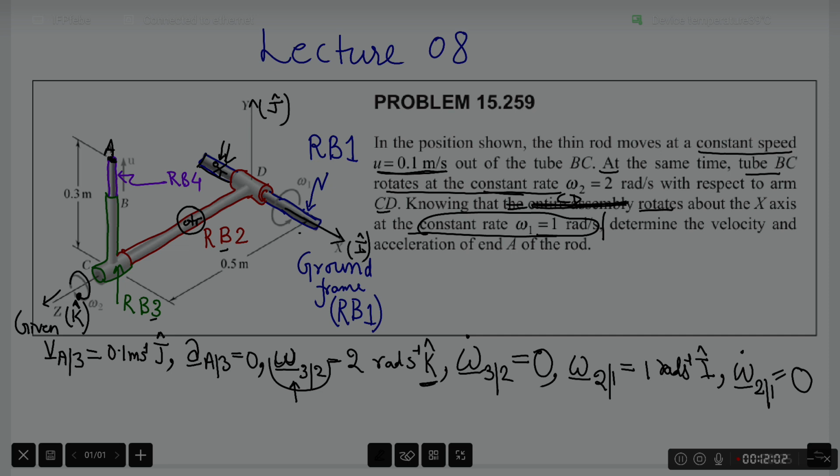So we have a set of 6 expressions that I have written at the bottom of the slide, and all this is coming from the statement of the problem available to us. Now, using this information, we are being asked now to find the velocity and acceleration of point A with respect to ground.